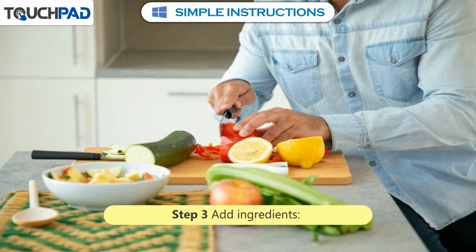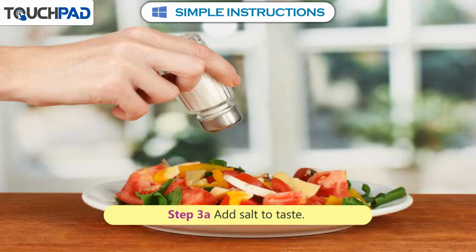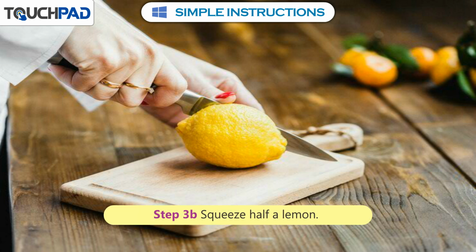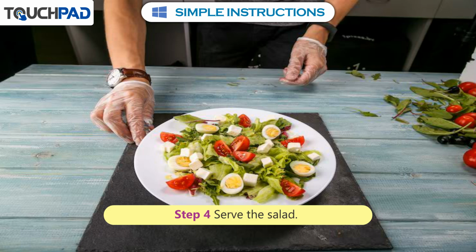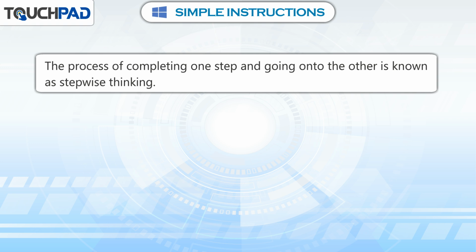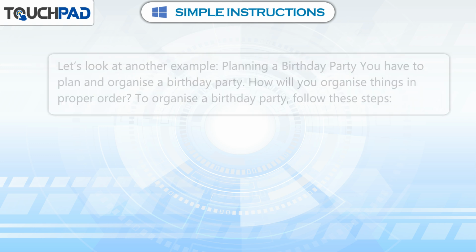Step 3. Add ingredients. Step 3A. Add salt to taste. Step 3B. Squeeze half a lemon. Step 4. Serve the salad. The process of completing one step and going on to the other is known as stepwise thinking.